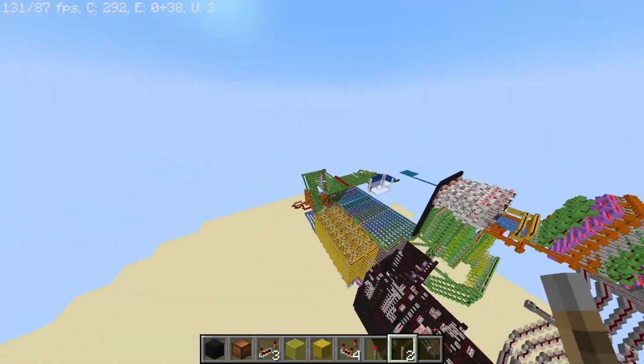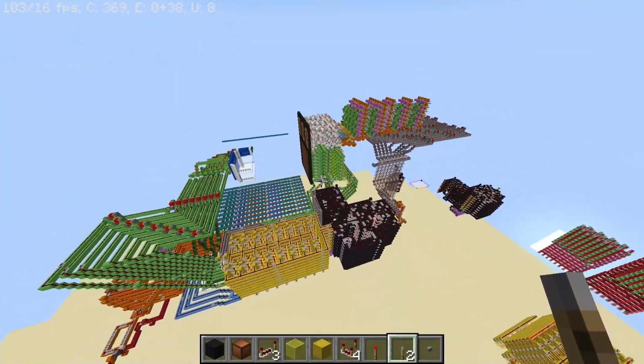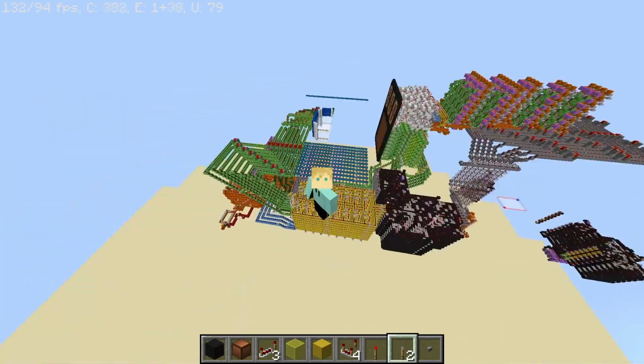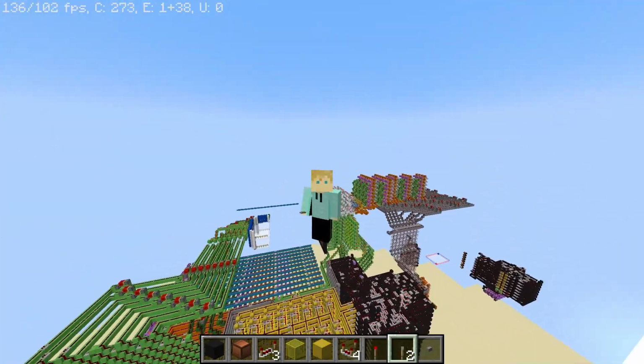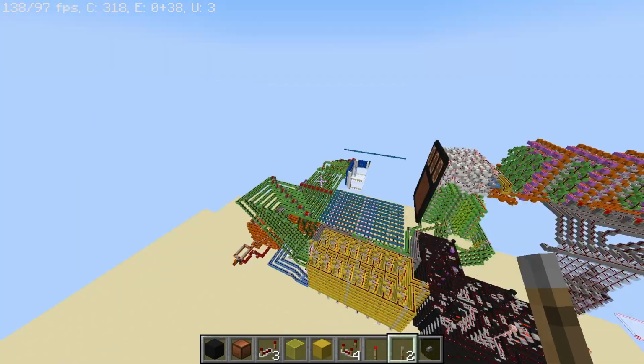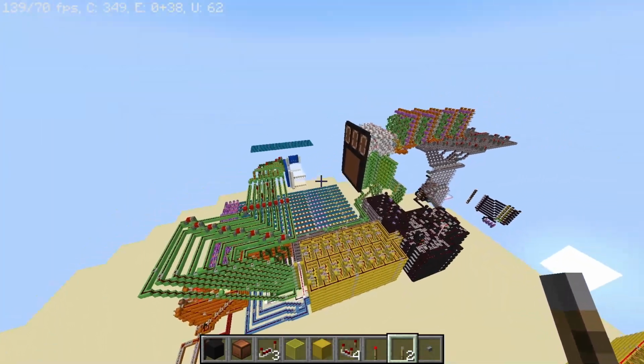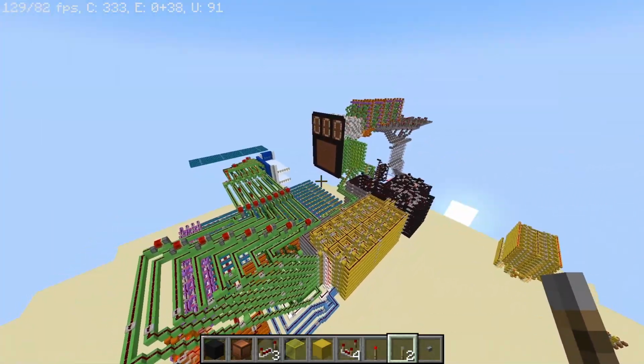So yeah, that's that. We can see that it's pretty big compared to me. If I'm standing next to it, yeah, it's pretty massive. But yeah, I put a lot of time into this. So yeah, let's see some programs it can run.